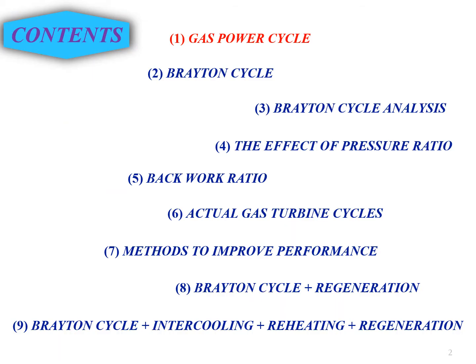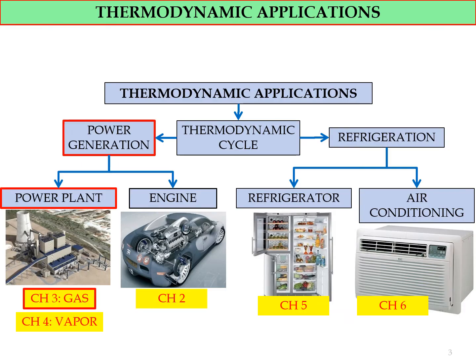In this video, I'm going to explain the introduction and gas power cycle. Thermodynamic application: as you can see, we have two applications. We have the thermodynamic cycle, and in the thermodynamic cycle we have two types, which are power generation and refrigeration. In power generation, we have power plants, which are chapter 3 gas and chapter 4 vapor, and engines in chapter 2. For refrigeration, we have the refrigerator in chapter 5 and air conditioning in chapter 6. So in this chapter, I'm going to explain the power plant for chapter 3, gas cycle.